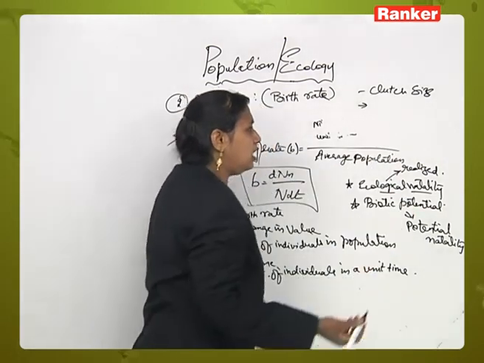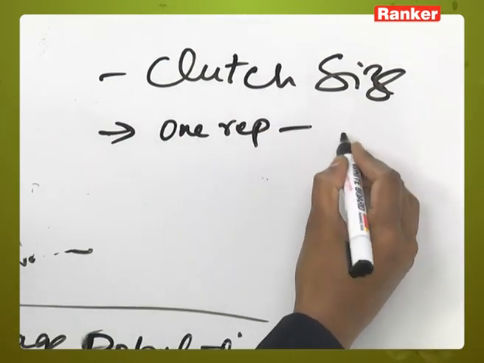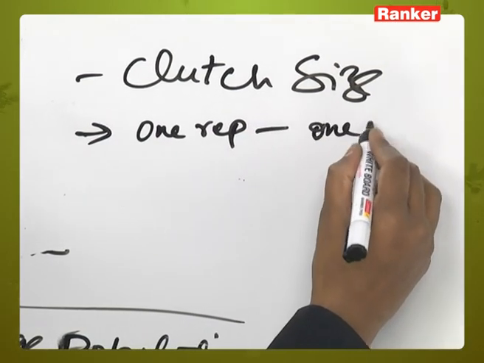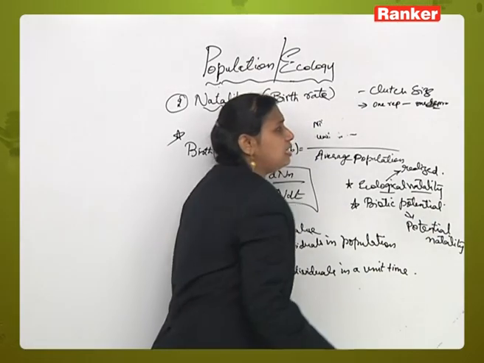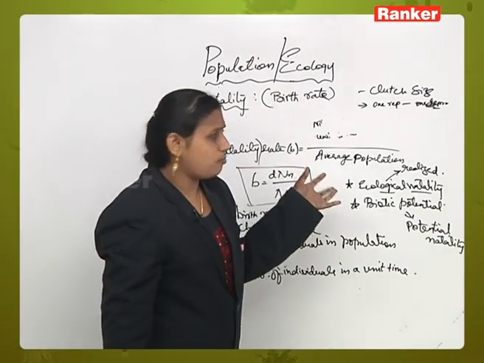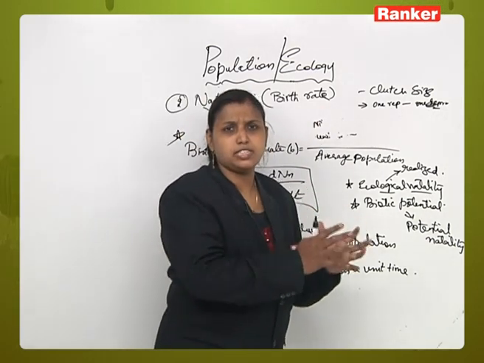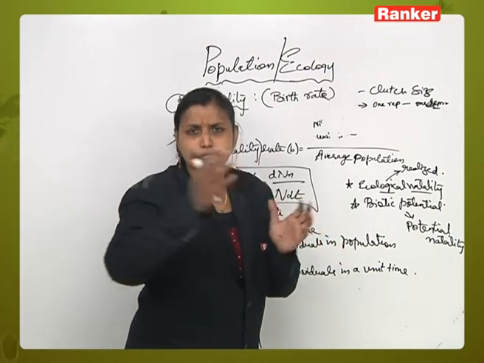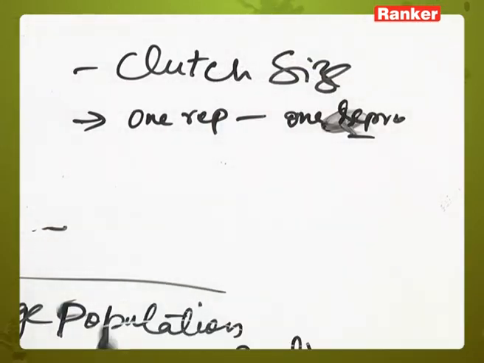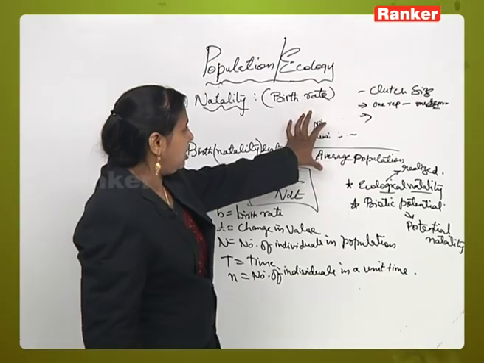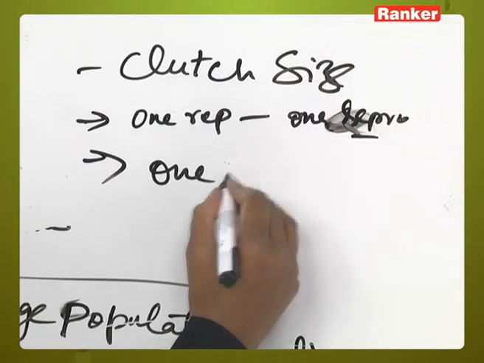Next one is the time period between one reproductive phase and another reproductive cycle. There are animals which will give birth after a 6 month gap, then one more 6 month gap, so one reproductive cycle to another reproductive cycle. And another one is the age of increase of population at the first reproductive phase.